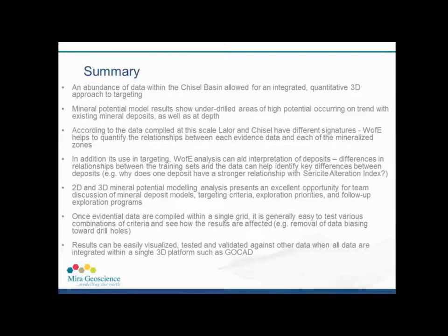So in summary, an abundance of data within the Chisel Basin allowed for an integrated quantitative 3D approach to targeting. Mineral potential model results show under-drilled areas of high potential occurring on trend with existing mineral deposits, as well as at depth near some of the existing mineral deposits. According to the data compiled at this scale in the basin, Lalor and Chisel have different signatures, and this is coming out of the weights of evidence analysis. And weights of evidence analysis helps us to quantify those spatial relationships between the evidence and the different deposits.